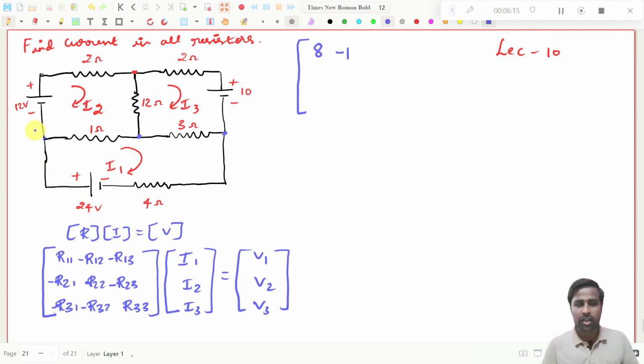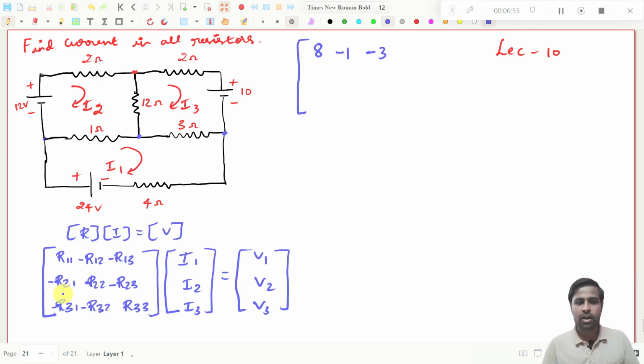Then R13, you consider this is the first loop and this is the third loop. Now you see here, while seeing the first loop, I am getting this 3 ohm resistor. And also while going for the third loop, I am getting again the 3 ohm resistor. Which means this 3 ohm resistor is common to the first loop as well as the third loop. That is nothing but R13. This R13 and R12 are very important to understand. Here it is minus 3. All off-diagonal elements should be negative. Only diagonal elements should be positive.